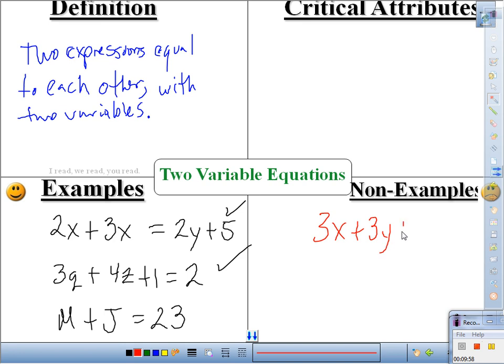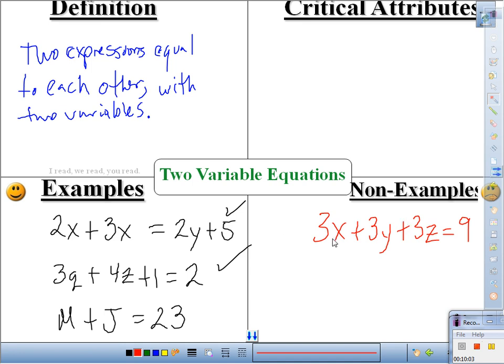3x plus 3y plus 3z equals 9. Hands up if you agree this is a non-example. Tell your neighbor why this one is not a two-variable equation. That is correct. This has three variables.